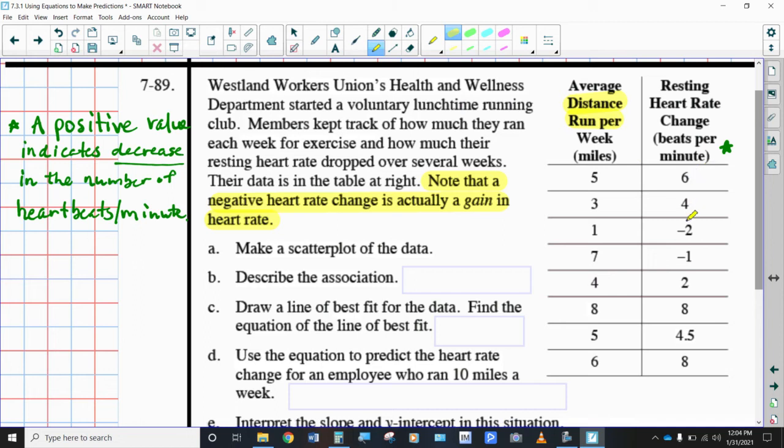And so what you have here is 6. The change of 6 beats per minute means that their rate went down. Like if their heart rate at the beginning was 80, after running some weeks and running 5 miles per week, it's down to 74. Okay, so a positive value indicates a decrease in the number of heartbeats per minute. Right? I mean, this could be more confusing. Okay, so let's go ahead and plot these points on a scatter plot.